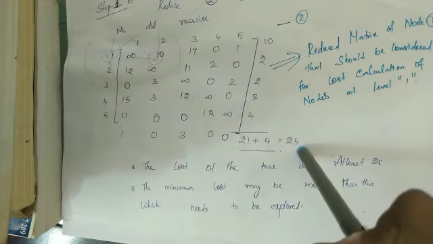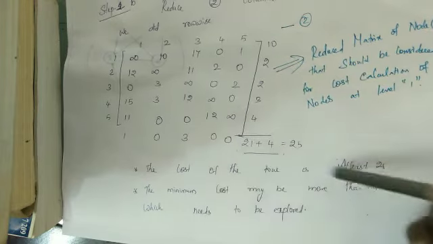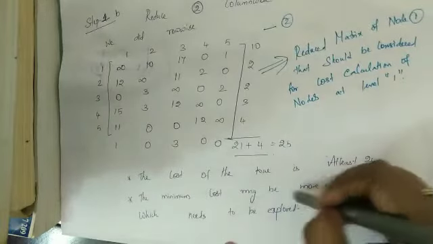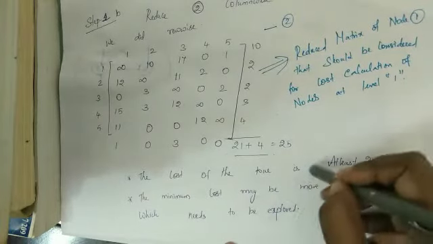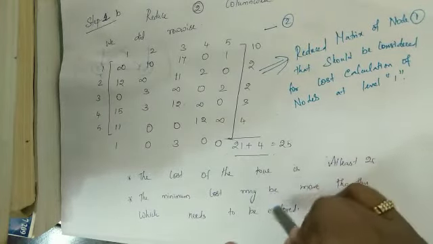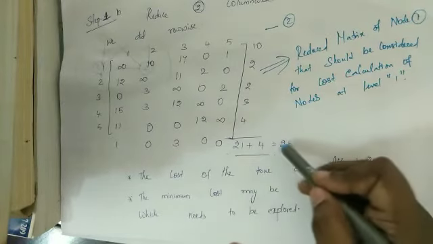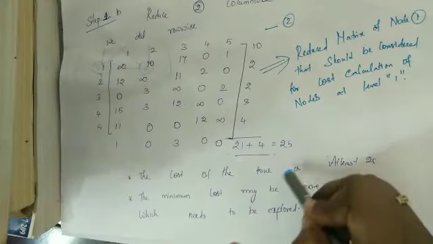So we need to understand this as the cost of the tour, which will take at least 25. But the minimum cost can be more than this or less than this, so we need to explore that. Right now, the cost of node 1, we take it as 25. So that's what we understand.